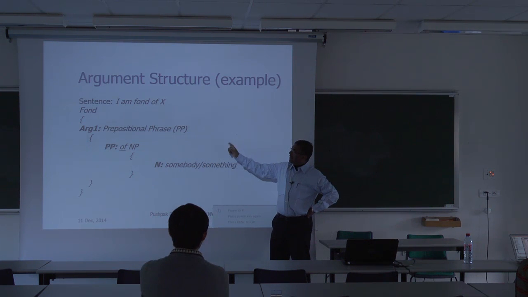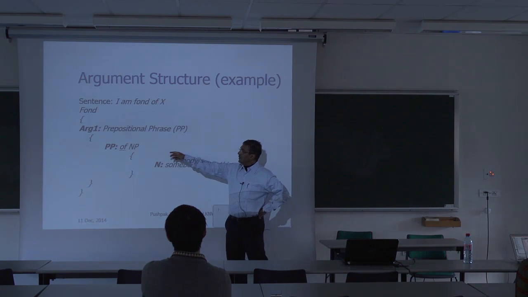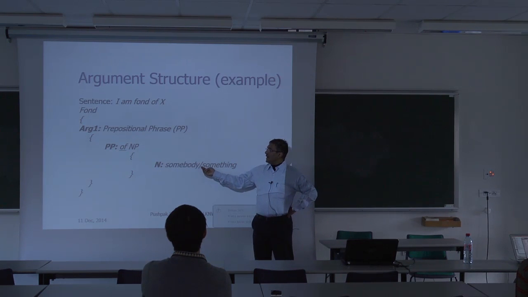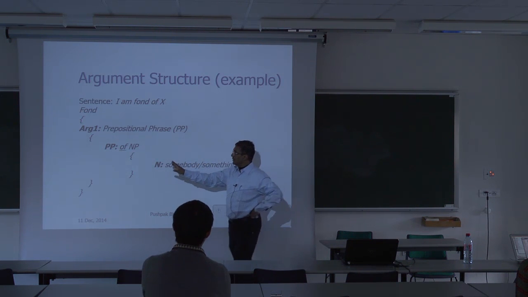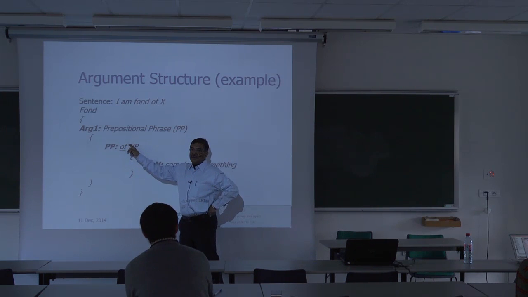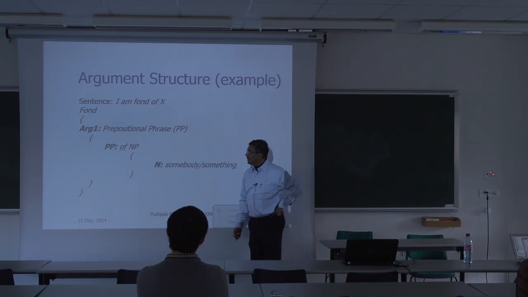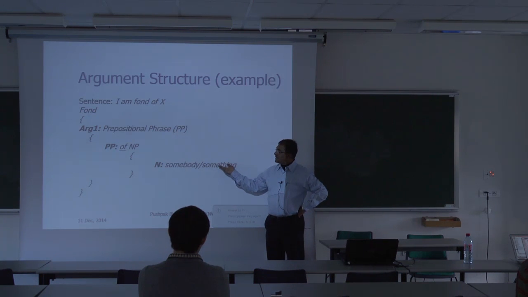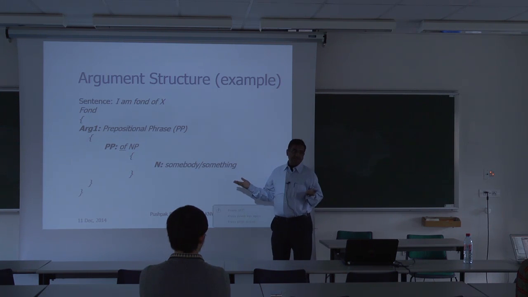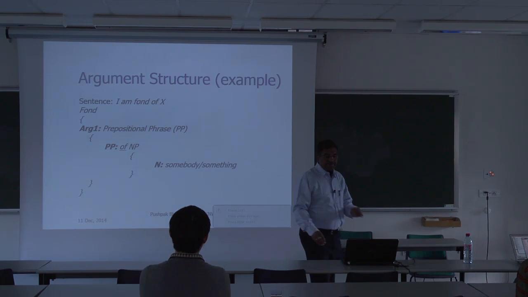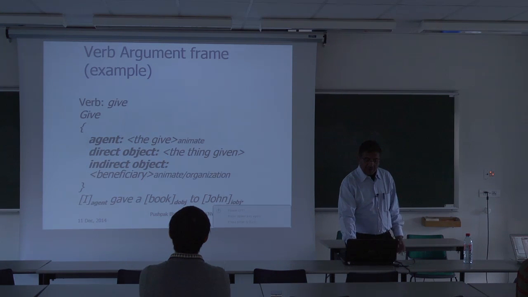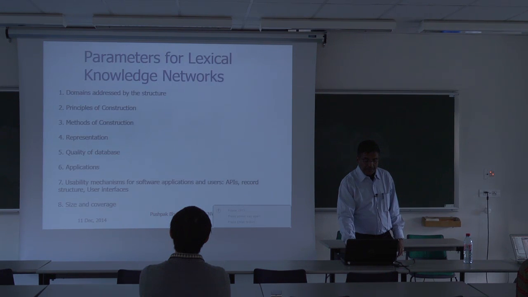So the word fond has an argument frame which consists of a preposition phrase, and the preposition phrase must have of, no other preposition. This is strict. Only one preposition can come here, of, and this has to be followed by a noun phrase. And that noun phrase should have the property of being liked. Then of course, verb argument frames are all the time used.